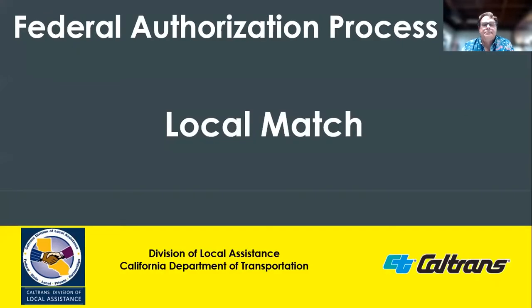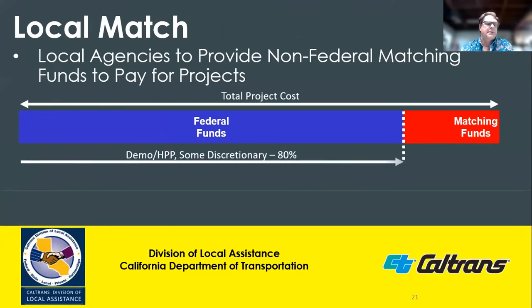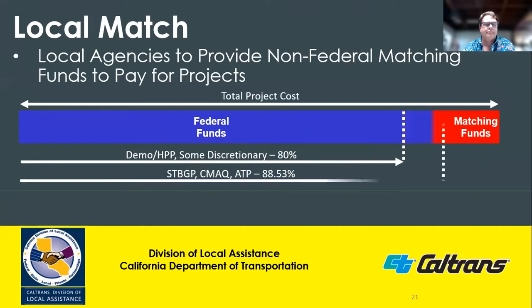Local match. Typically, federal aid projects require a match of non-federal funds. The federal share is generally 80%, but is subject to the upward sliding scale adjustment for states containing public lands. California's federal share rate increases to 88.53%.